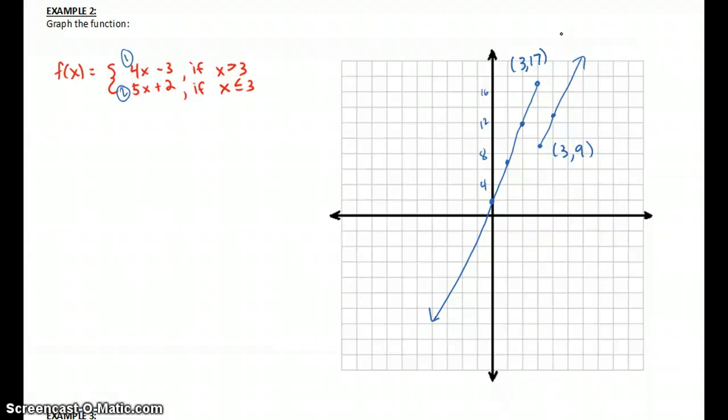Whenever x is greater than 3, we don't want to include that 3 value. So I'm going to erase that point. And at 3, 9, we want an open circle, and then we connect those dots. So this is our piecewise function.